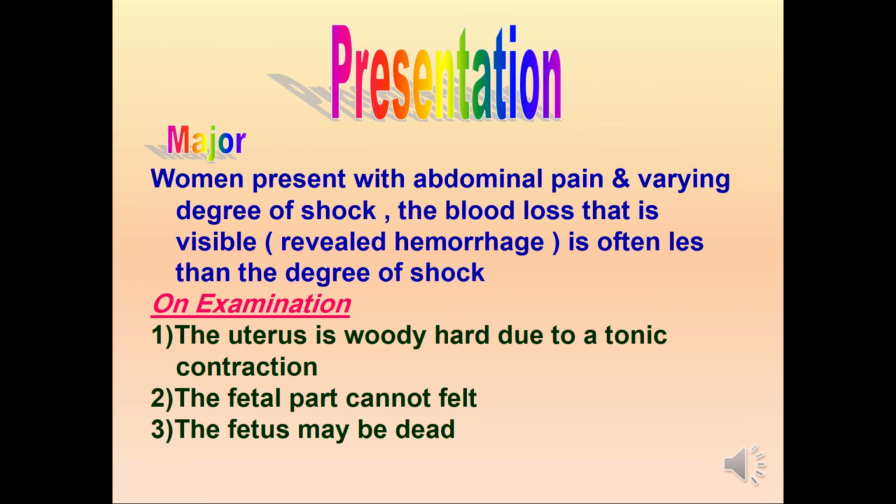What about the presentation? Regarding major placental abruption, women present with abdominal pain and varying degrees of shock. The blood loss that is visible, the revealed hemorrhage, is often less than the degree of shock. On examination, the uterus is woody hard due to tonic contraction. The fetal parts cannot be felt. The fetus may be dead.